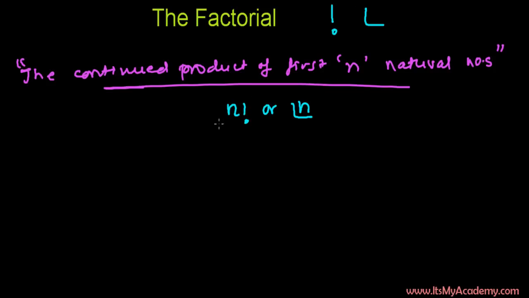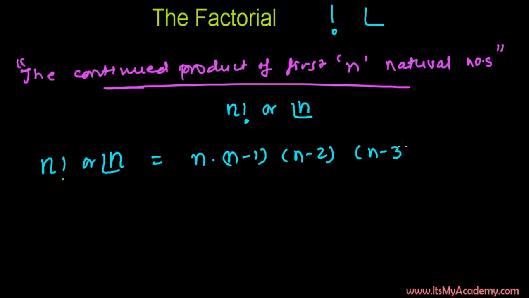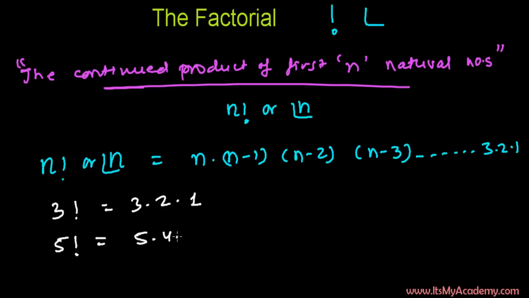So if I'm saying n factorial, then I understand the continued product of first n natural numbers. I mean to say, if I'm writing n factorial, then it means n times n minus 1 times n minus 2 times n minus 3, like this till 1. For example, if I'm writing 3 factorial, then it means 3 times 2 times 1. If I'm writing, let's say, 5 factorial, you can write it like this also, but I prefer this one. Then it means 5 times 4 times 3 times 2 times 1. This is called 5 factorial.